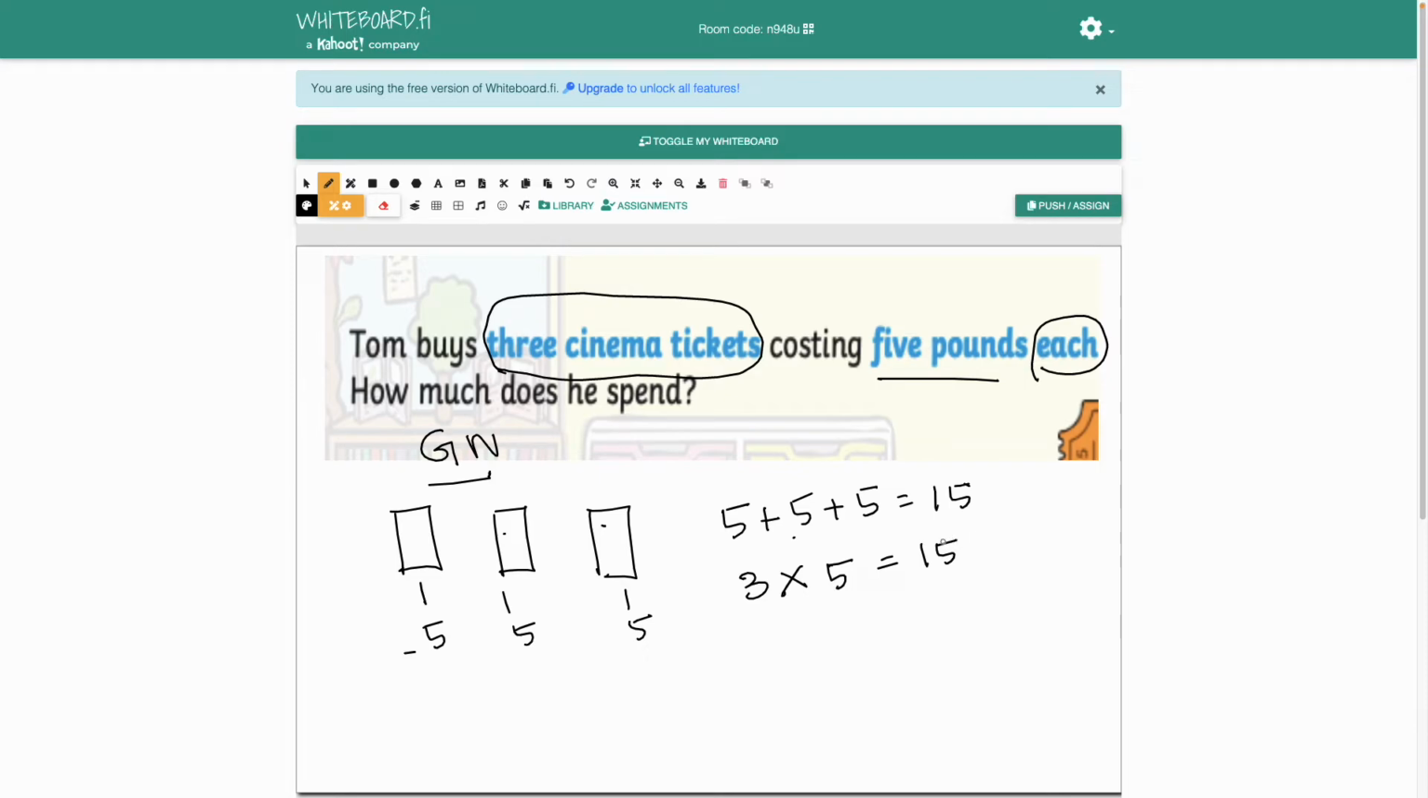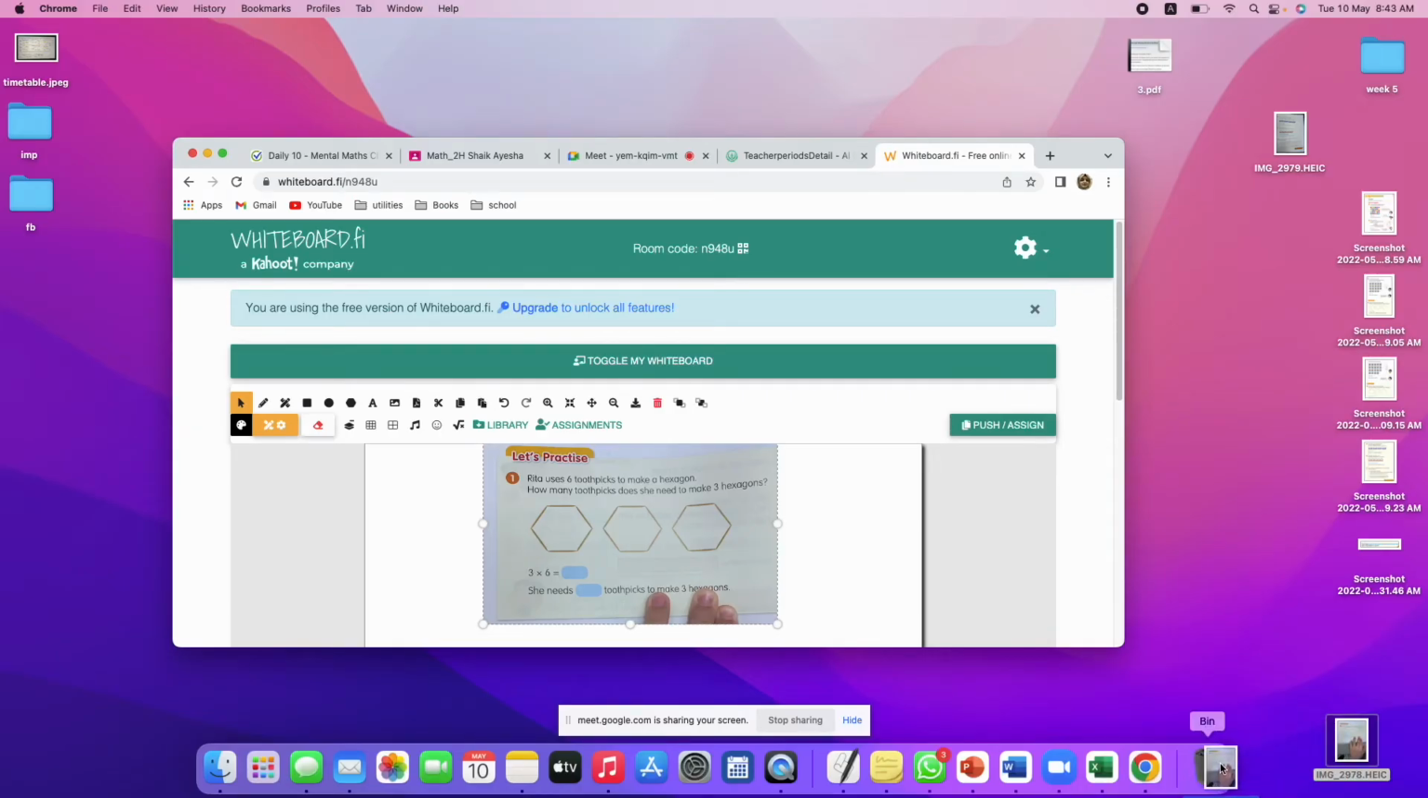Now listen, I'm pretty sure nobody would have considered this. When they ask something in units like 5 pounds, 5 centimeters, 5 milliliters or liters, don't skip the units. The units are very important. So when they say 5 pounds, bring that pounds word here, saying for 3 persons it's going to be 15 pounds.